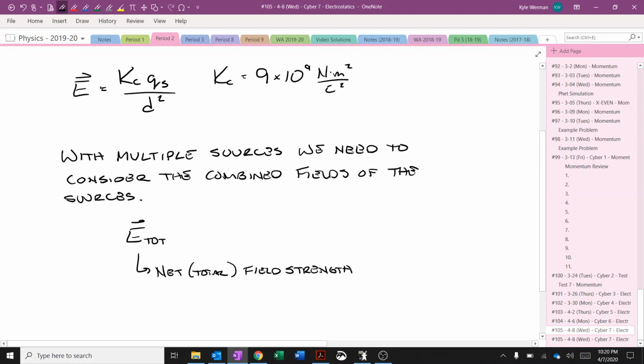It is just going to be the vector sum of however many fields you have. Field A plus field B plus however many fields you have, up to field N. Right? So we just add them all up. And again, these are all vector quantities, so we add them as vectors. So it's important that we keep track of the direction.